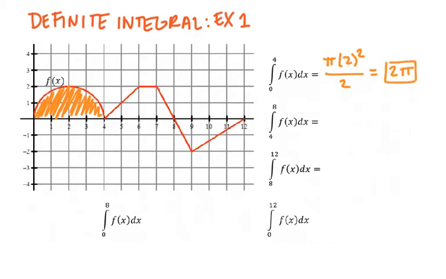All right. The second one is asking for the area from 4 to 8. So that's, of course, this trapezoid here. And remember, area of a trapezoid hopefully feels pretty fresh. We have a base of 4 and a base of 1 and a height of 2.